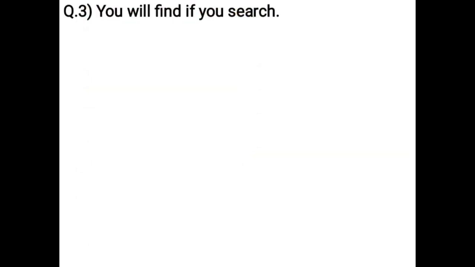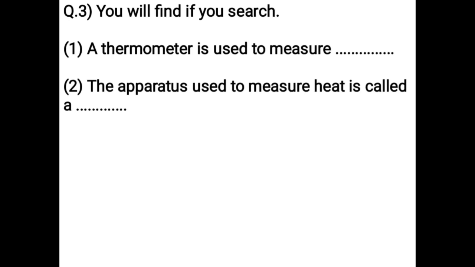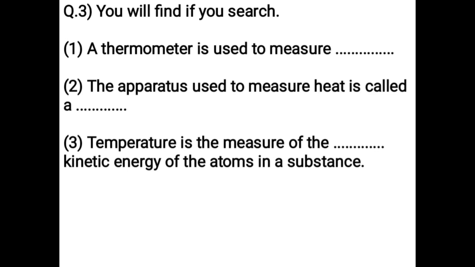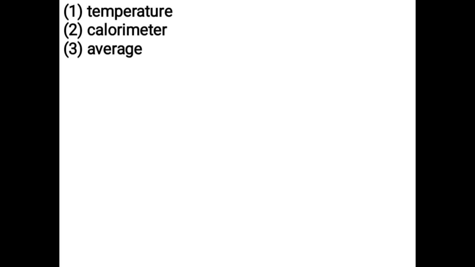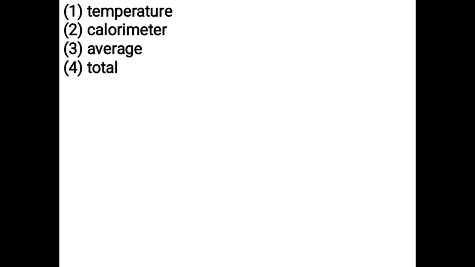You will find if you search. A thermometer is used to measure dash temperature. The apparatus used to measure heat is called a dash calorimeter. Temperature is the measure of the dash kinetic energy of the atoms in a substance. Average. The heat contained in a substance is the measure of the dash kinetic energy of atoms in the substance. Total.